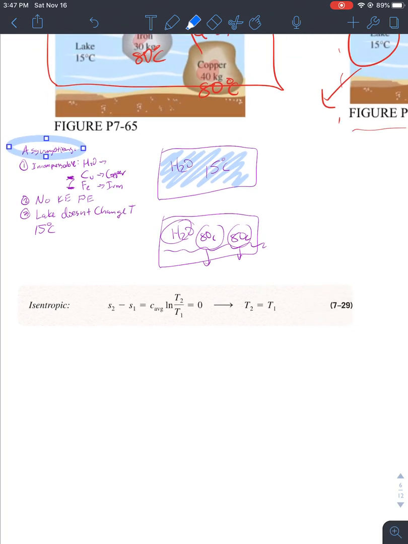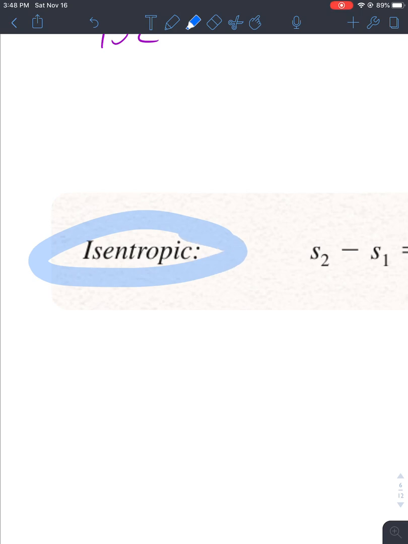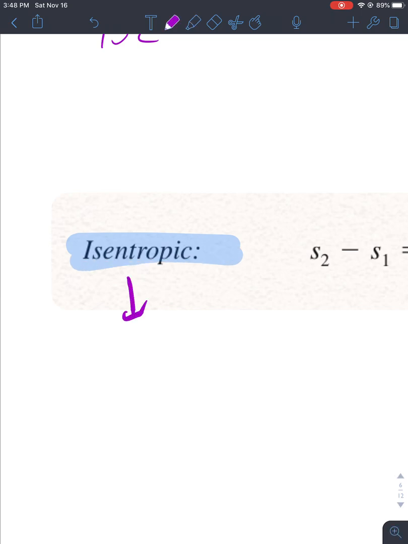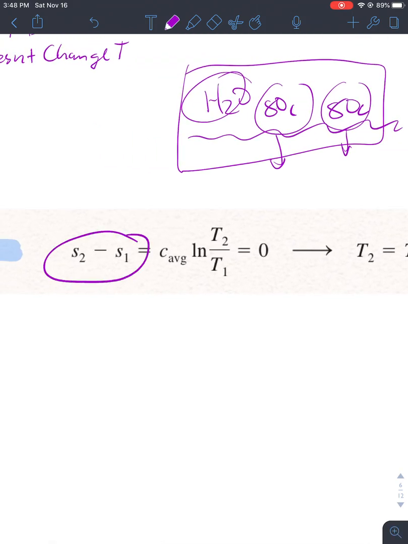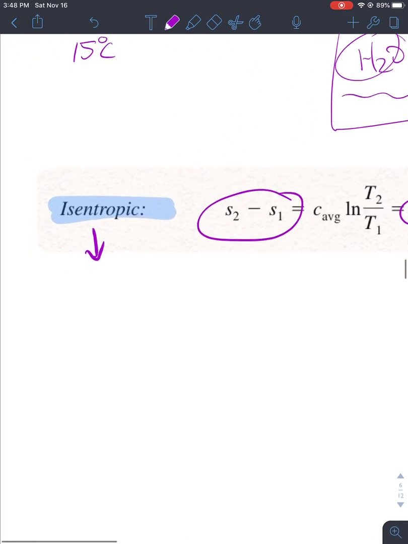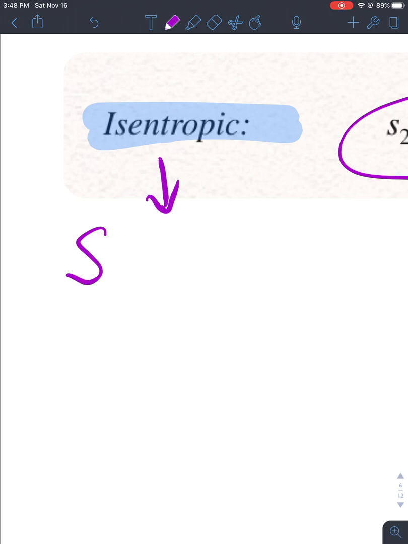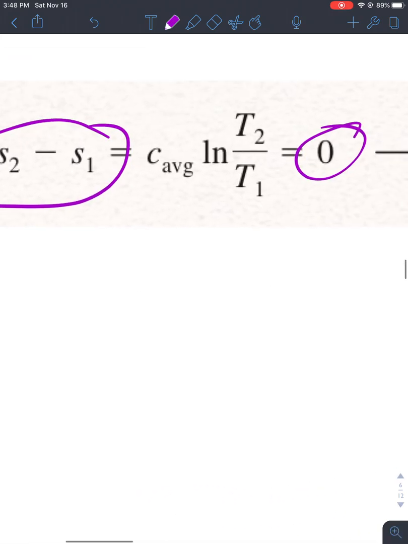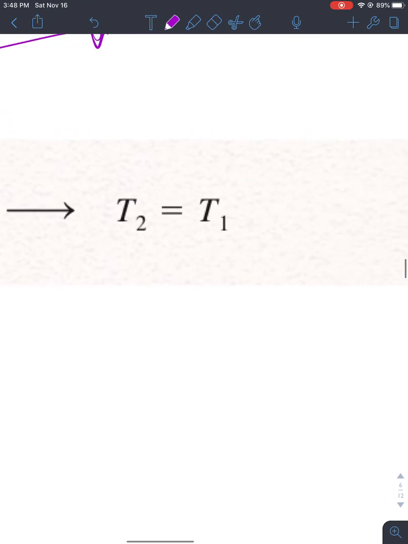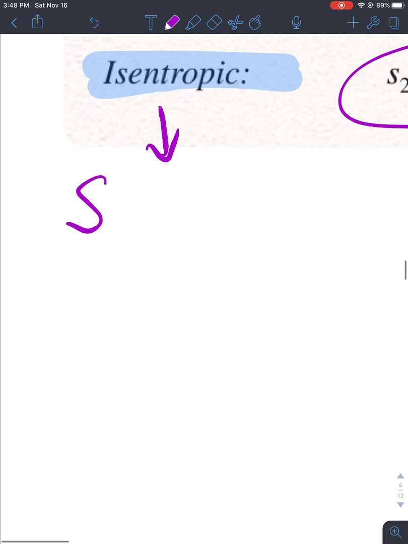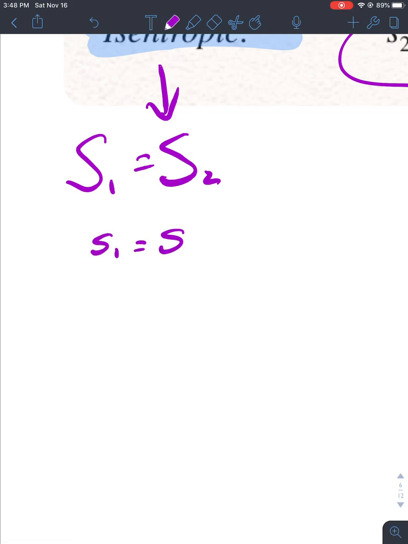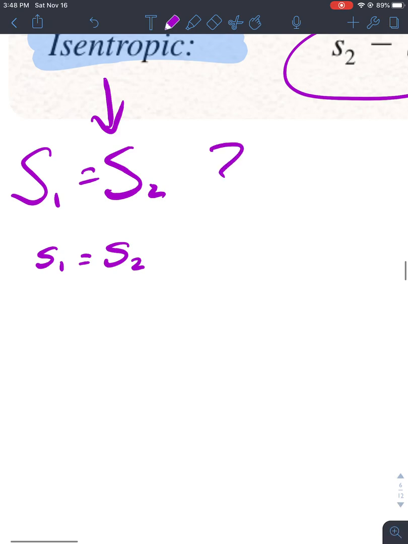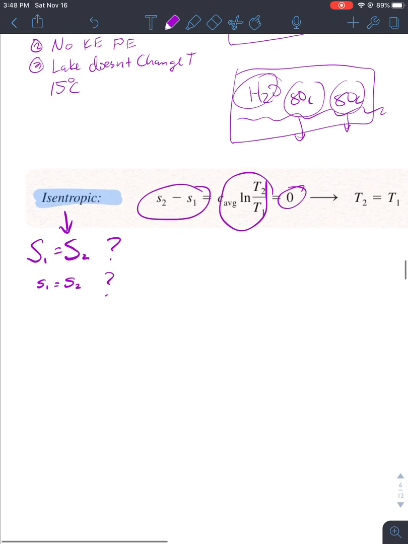And this is just off topic a little bit. Isentropic means that the change in S equals 0. I forgot what big S is and small s is, so you've got to look that up. S1 equals S2 and lowercase s1 equals lowercase s2. So the entropy doesn't change.